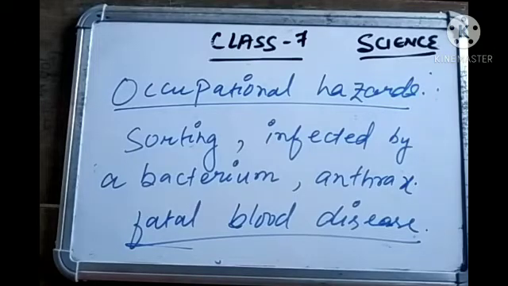So during the processing of converting fibers into wool, during sorting, or you can say separating different textures, the workers may get infected by a bacterium called anthrax, and this causes a disease called sorter's disease, which is a fatal blood disease.